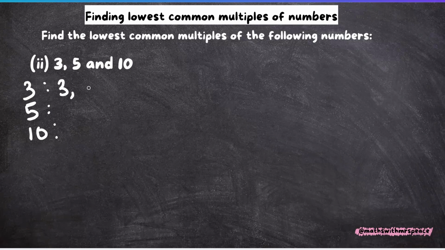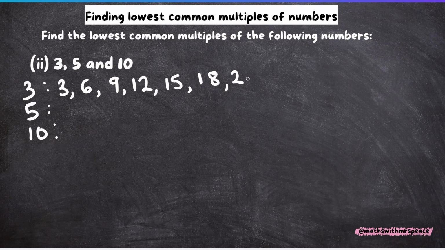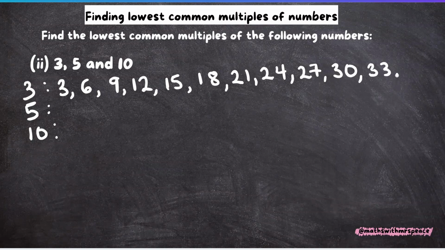So 3, 6, 9, 12, 15, 18, 21, 24, 27, 30, 33, and 36.